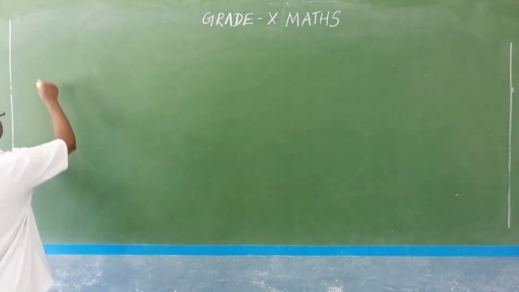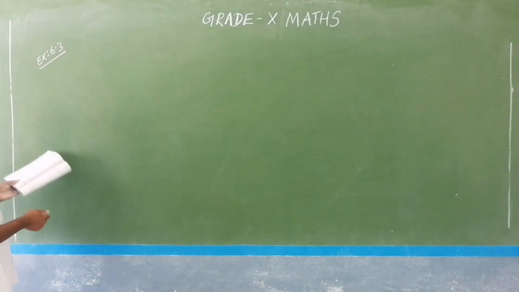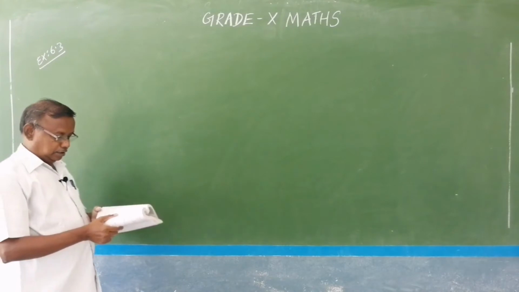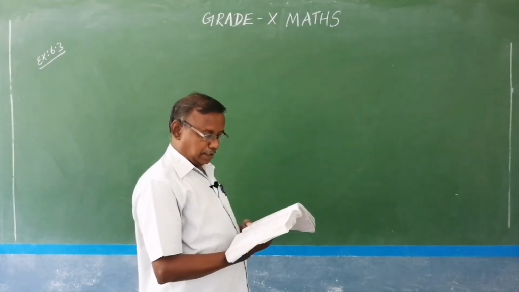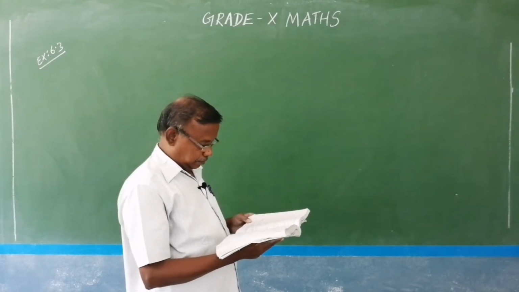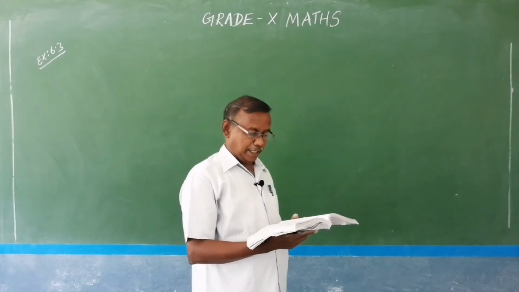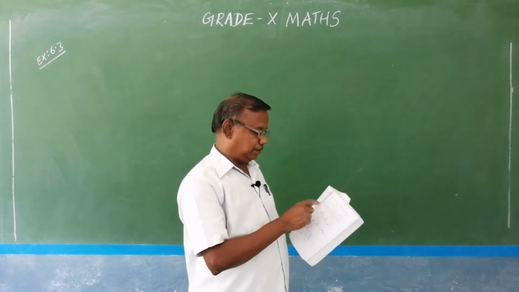Now exercise 6.3, question number 1. There are many diagrams given in the first question. They give you angles and sides and all. So you have to verify the similarity by applying the similarity criterion, whether the pair of triangles are similar to each other or not.